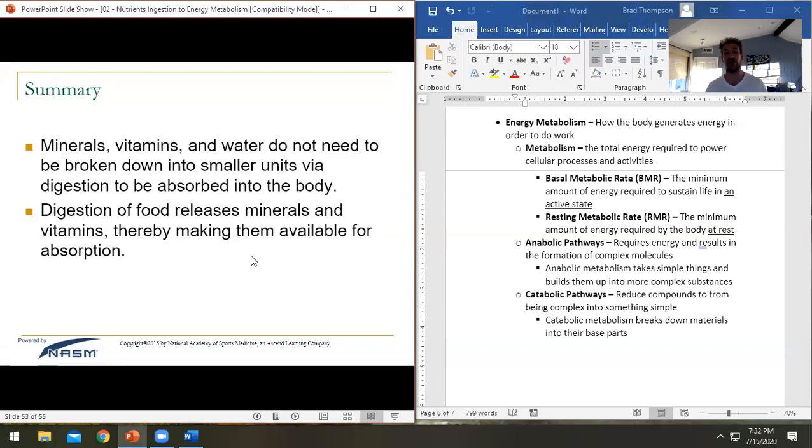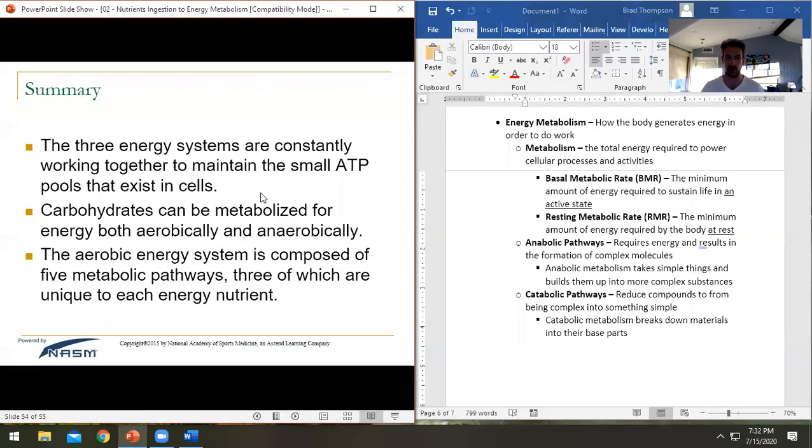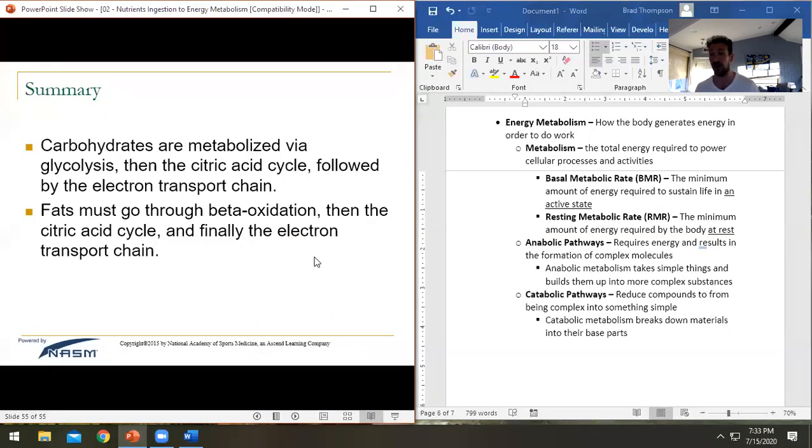Your minerals, your vitamins, and your water don't need to be broken down. They can be absorbed directly. Vitamins do need to be carried by either fat or water in order to make it into your bloodstream. And then we have our three main energy systems for creating ATP. Carbohydrates are the ones that we prefer to metabolize anaerobically, but we do have our aerobic systems, which are a little bit better at burning fat for fuel, and aerobic glycolysis, which is good at burning glycogen for fuel.